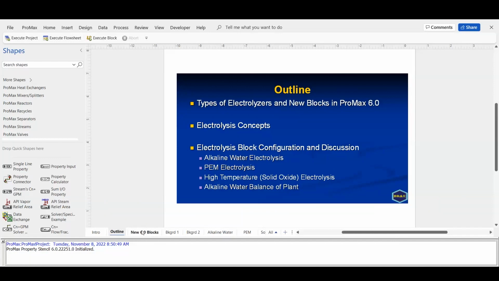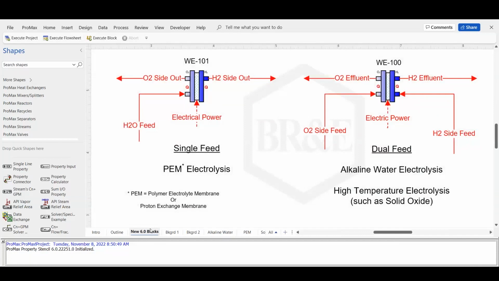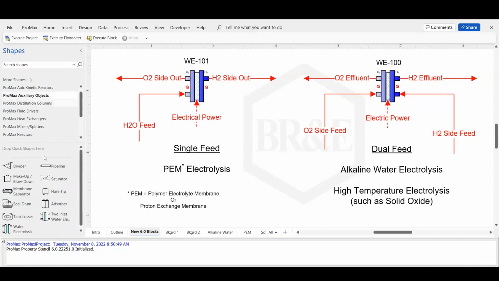And so as we move into it, you can see here are the two electrolyzer blocks that we've added to ProMax. To find them, you want to go into ProMax's auxiliary objects right here. So we've always had this stencil. It's where our divider, pipeline, makeup, blowdown, you're familiar with those blocks. But at the bottom, we've now added these two electrolysis blocks. So this one here with a single feed stream is what you'll use if you want to model PEM electrolysis.